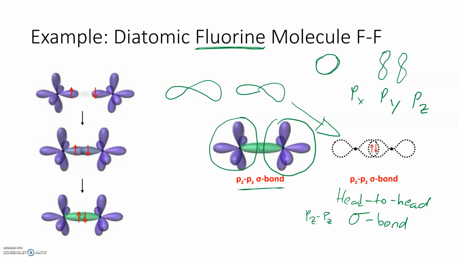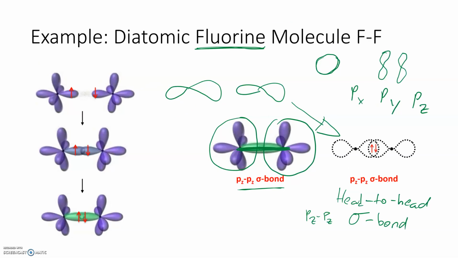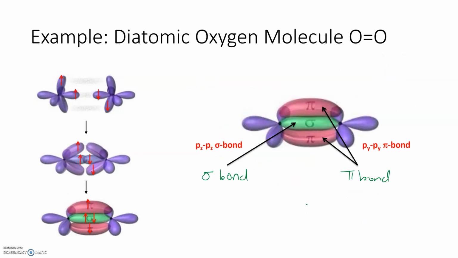It's cylindrically symmetrical across the bond axis, which we know is right here. So what we see is a similarity between the H-H sigma bond and the F-F sigma bond is that even though they're from different orbitals, we know that they're single bonds. Where we get into different types of bonding orbitals is when we get into double bonds, as we see here in this example with the diatomic oxygen molecule.